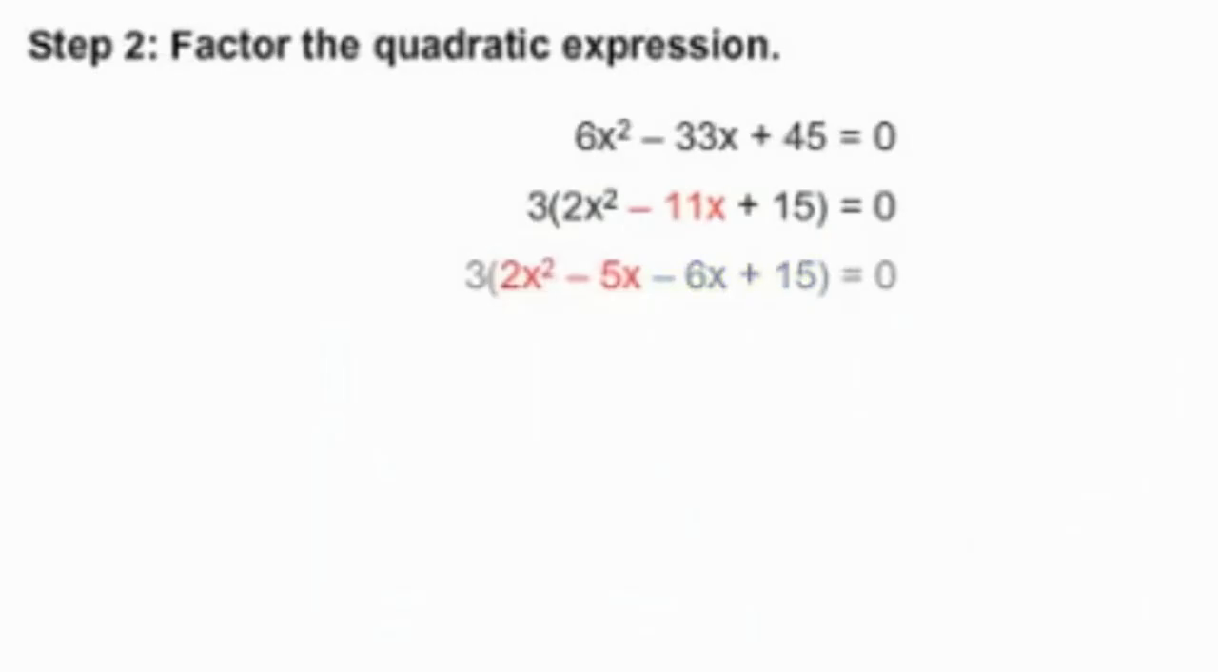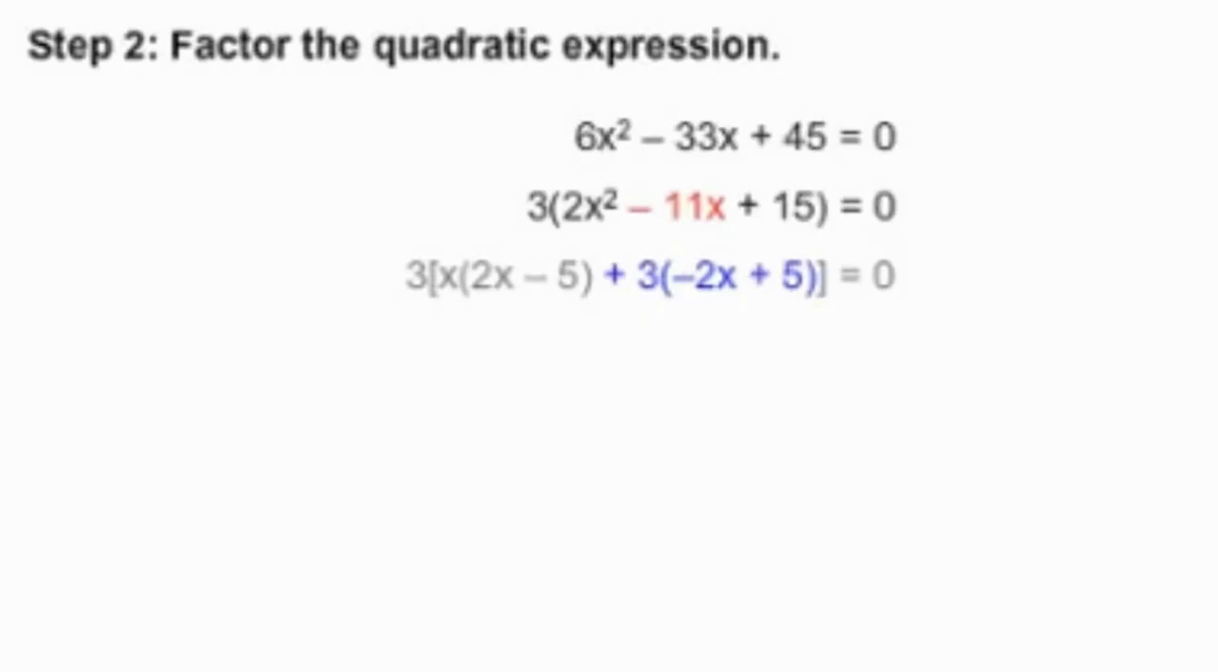Factor the GCF from the first group. 2x squared and negative 5x have an x in common. Factor the GCF from the last group. Negative 6x and 15 are both divisible by both 3 and negative 3. So which do you use? If you were to factor 3, the remaining binomials would not be identical.